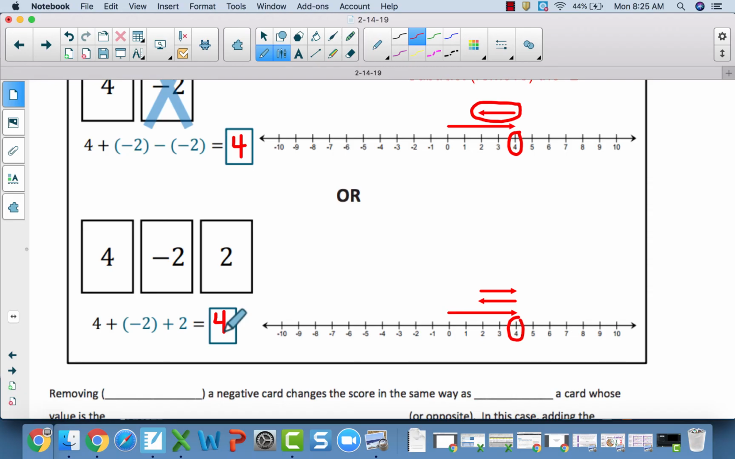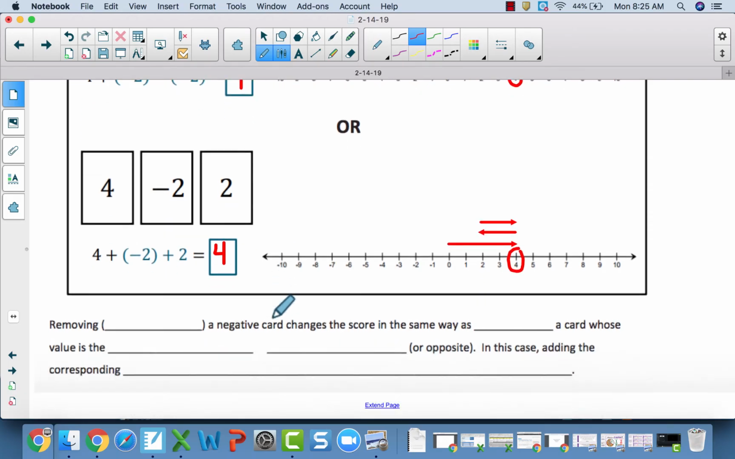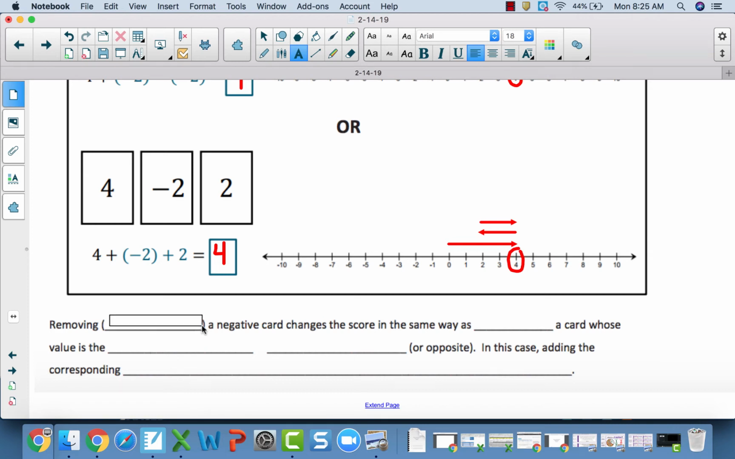It's an equation, by the way, not an expression, because it has an equal sign. Expressions do not have equal signs, whereas equations do have equal signs. So let's fill out these blanks here.